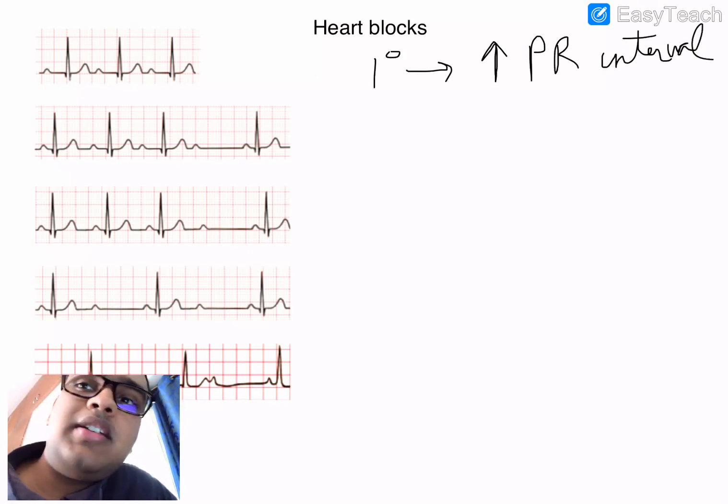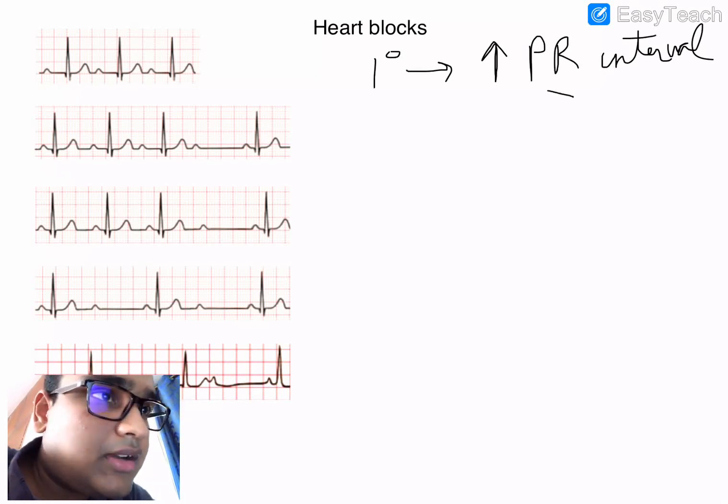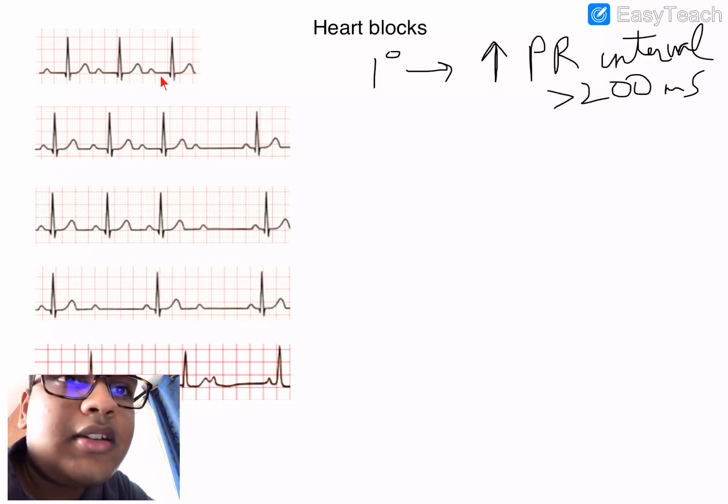So the important finding is increase in PR interval in first degree heart block. So PR interval is more than 200 milliseconds. As you can see here, this is a P wave, this is a QRS, so the PR interval is high. So that is first degree heart block.